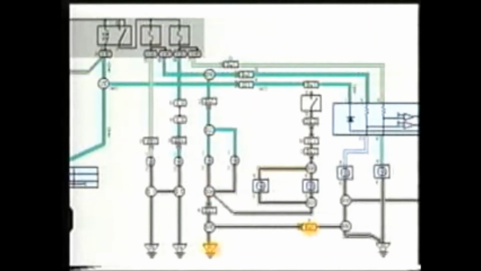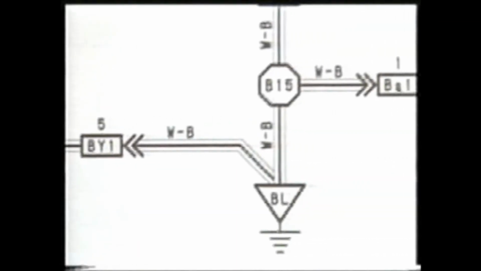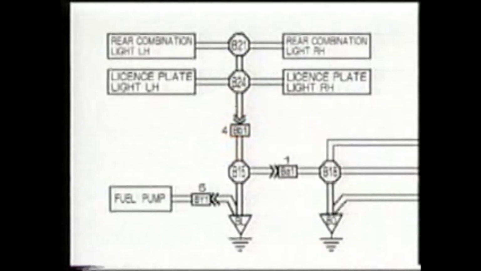However, if BL and BA1 are both faulty at the same time, what about the other systems? Let's look at the grounding points. Because the fuel pump is also connected via this circuit, the engine will not start. This is different from the previous problem. That means there's a good chance this is not a case of a faulty BL and BA1, but rather a faulty connection in this section.